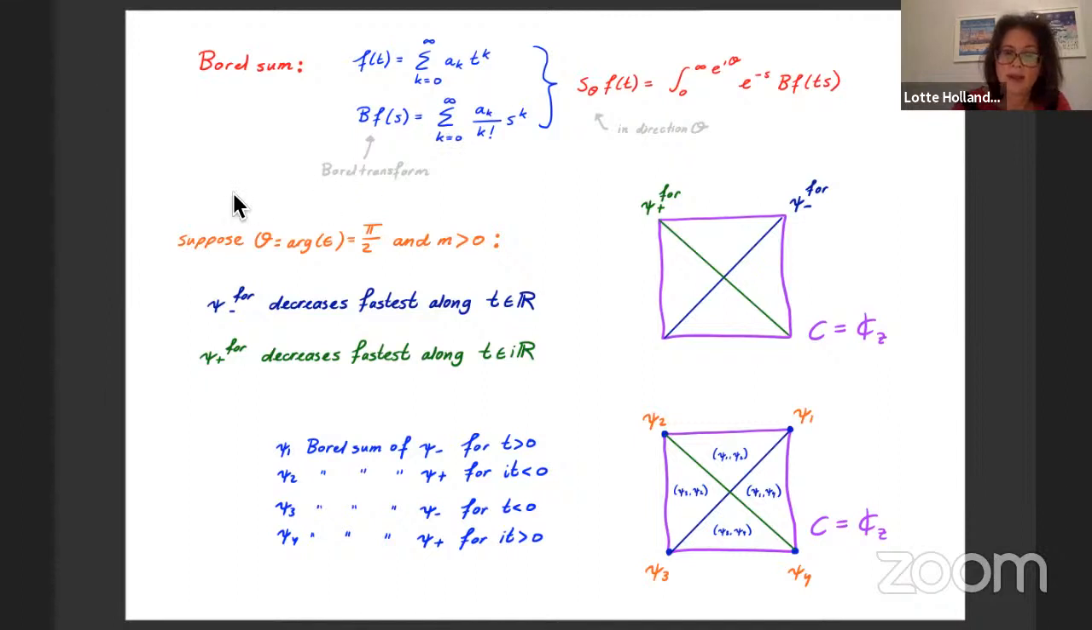So let's apply this technique to this particular differential equation, the Schrödinger equation corresponding to a complex harmonic oscillator. Suppose that we choose this phase equal to the argument of epsilon, equal to pi over 2, as well as choosing the mass to be real and positive. In that case, psi minus decreases fastest along this diagonal in the C-plane, and psi plus decreases fastest along this other diagonal.